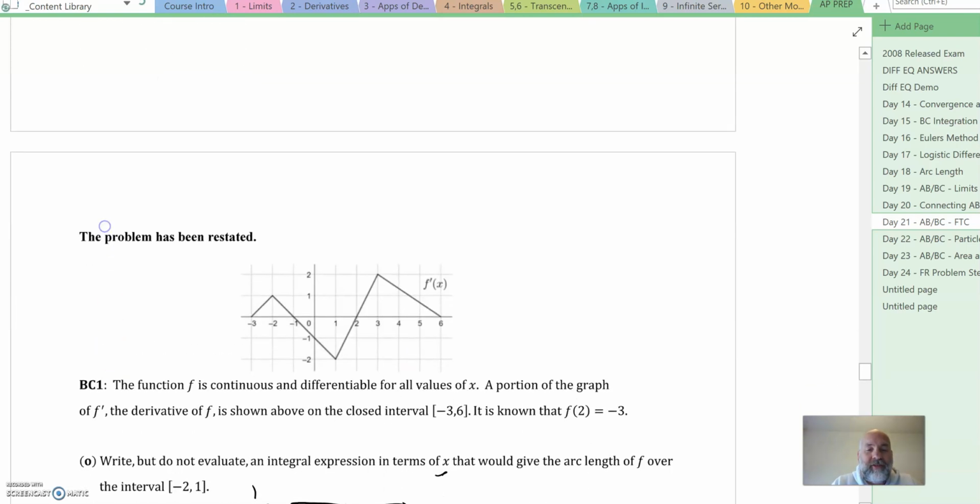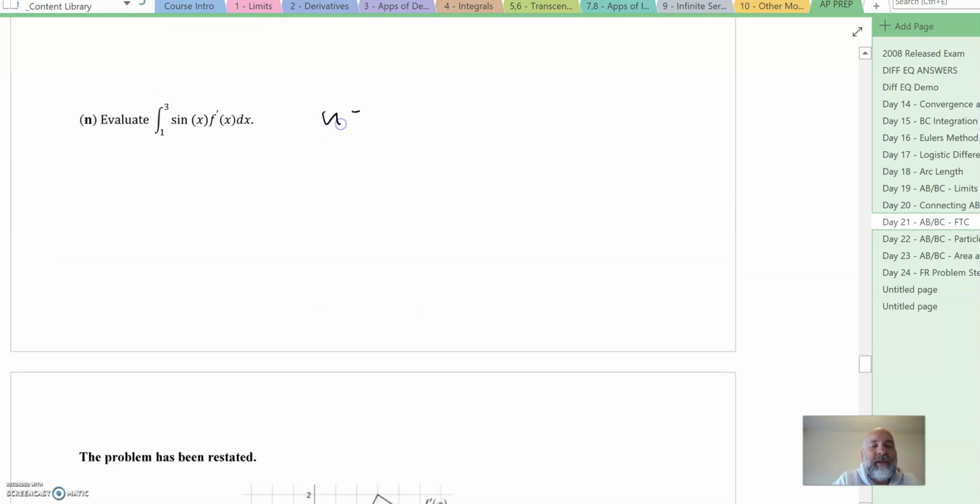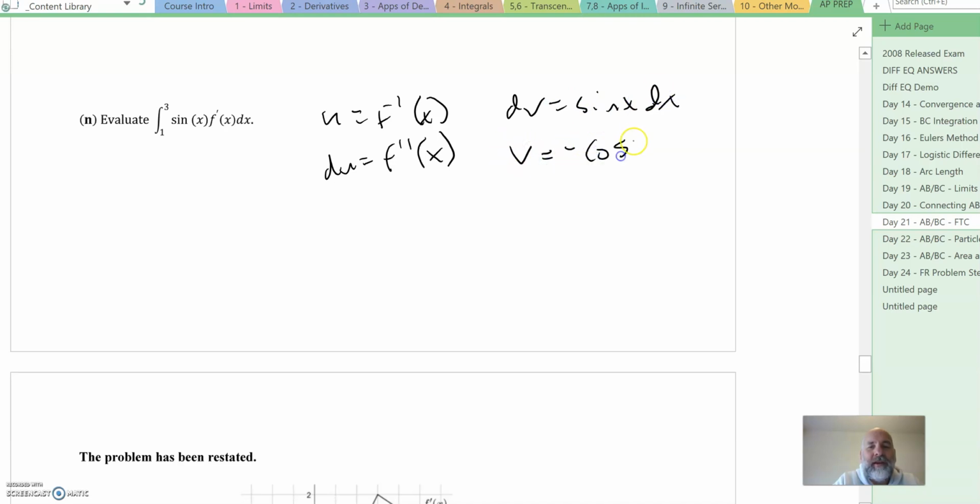That's just the slope of this thing is f double prime, and the slope of that section is just 2. So you want to make u equal to f prime of x, so that du is f double prime of x dx. And so dv will be sine x dx, which makes v equal to negative cosine x. Should make sure the dx is there. And so now, if you do integration by parts, it's a piece of cake.